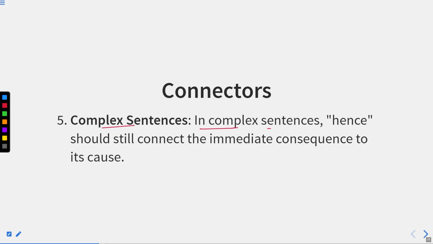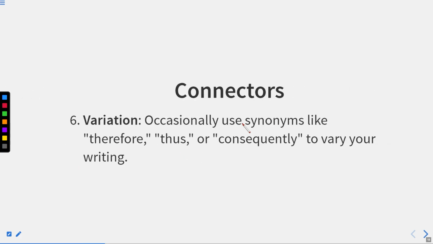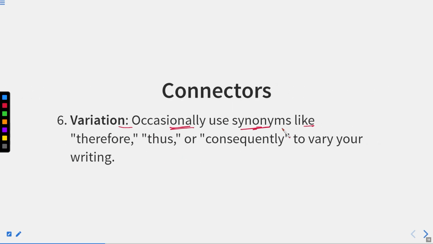Complex sentences. In complex sentences, hence should still connect the immediate consequence to its cause. It means whatever we get out of this or because of this particular reason, immediately after which we can have it. Variation. Occasionally use synonyms like therefore, thus, or consequently to vary your writing. To vary your writing means to vary your writing pattern. It means you can use these words occasionally, or sometimes you can substitute them with therefore or thus to make your writing effective, so that you are not writing the same word again and again.